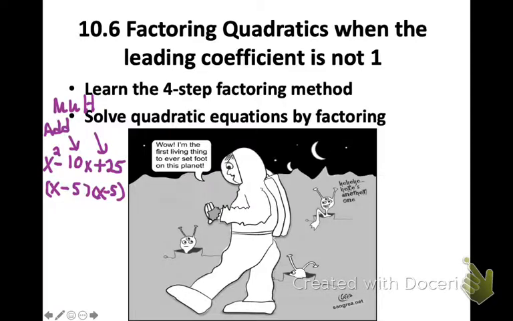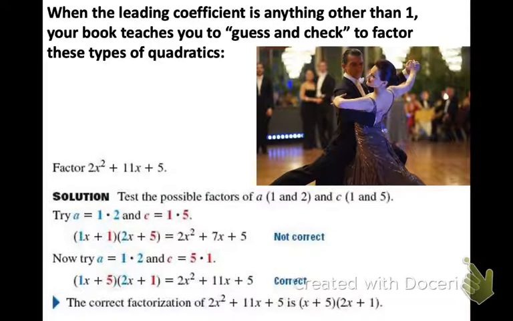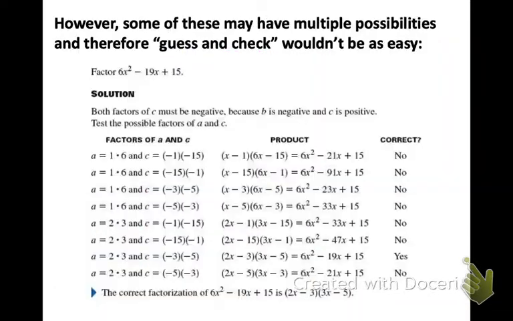And of course, if I foiled that, I would find out that it would get me my negative 10x. Now, when our leading coefficient is not 1, you could use guess and check. That's how I was taught. But when our values are larger, guess and check is not the easiest. So we're going to look at a more formulaic method, and it's called the 4-step factoring method.